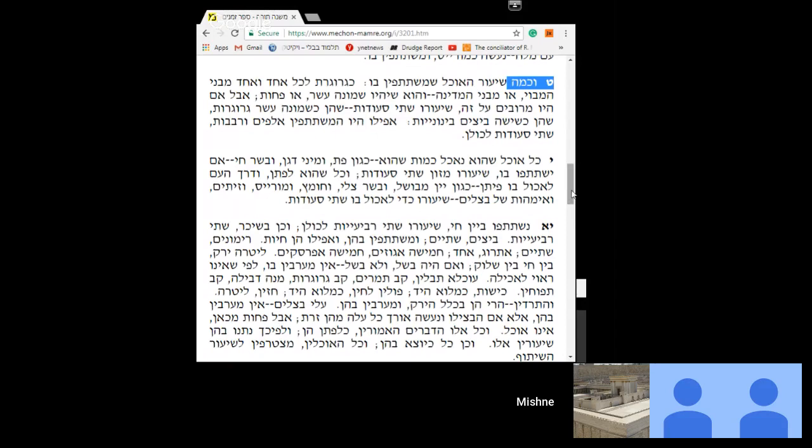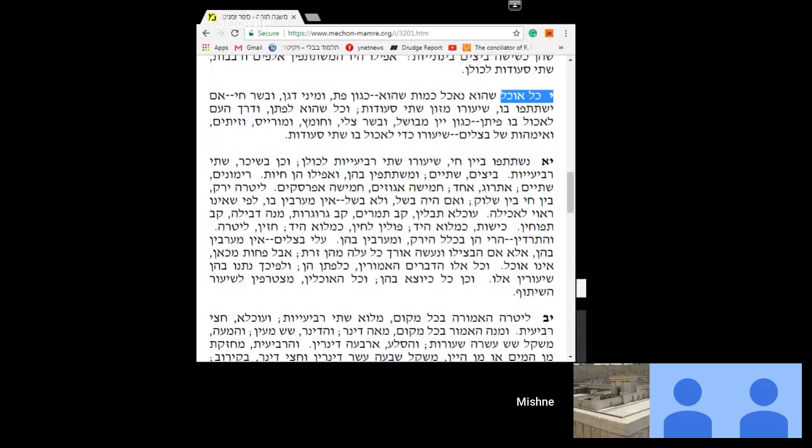Halacha yod. Kol ochel shehu ne'echal kemot shehu, keron pat, umine dagan, ubasar chai, im yishtatefu bo, she'oro mazon shete se'udot. Any food that is eaten as is, like bread or different types of grain or mizonot foods or uncooked meat, if they want to use it for shituf, the minimum amount to use is the amount that would be used for 2 meals, as specified in the previous halacha, 18 gerogerot.